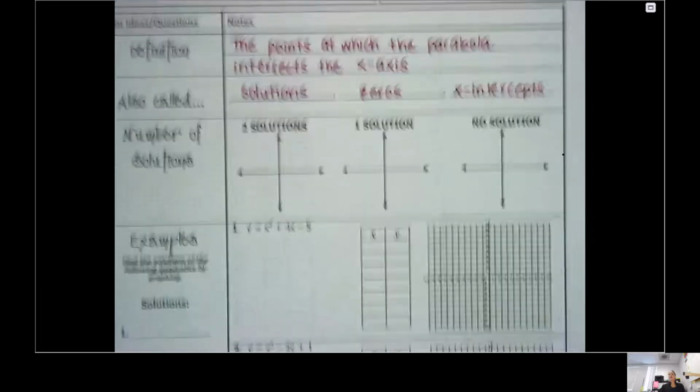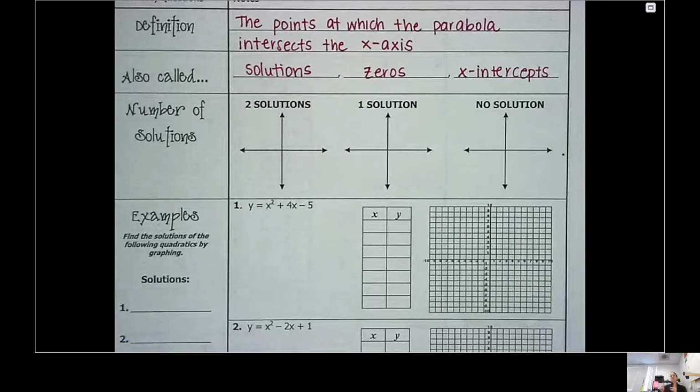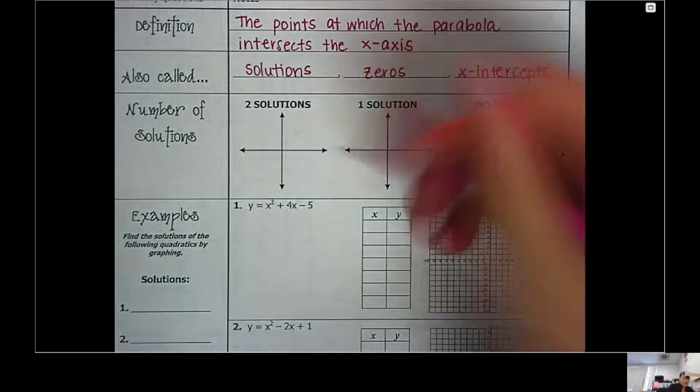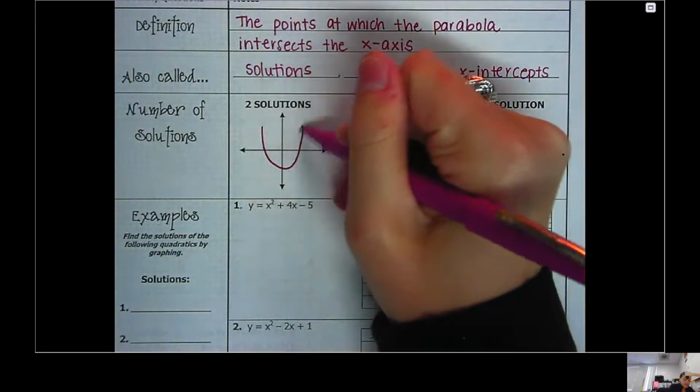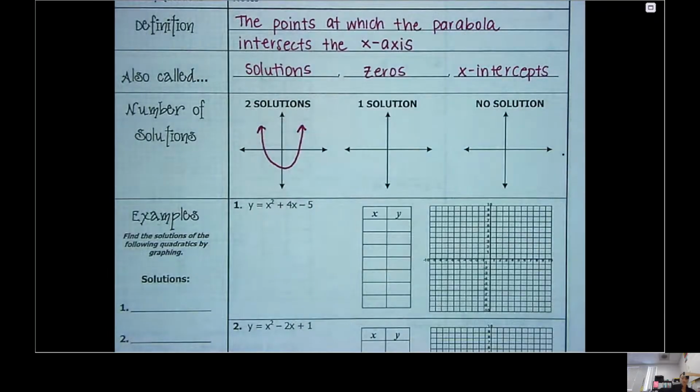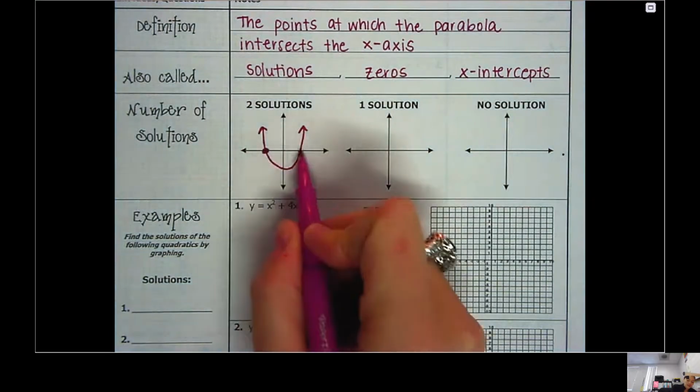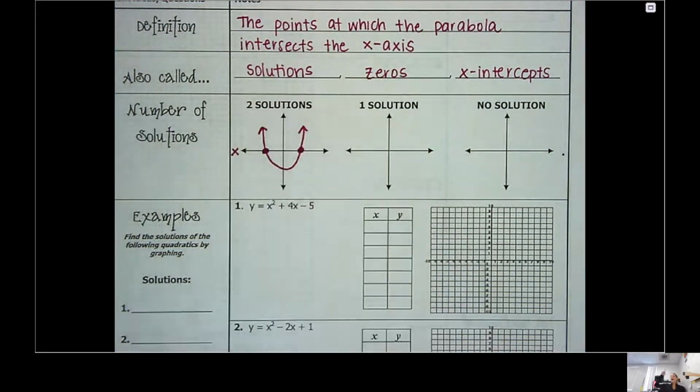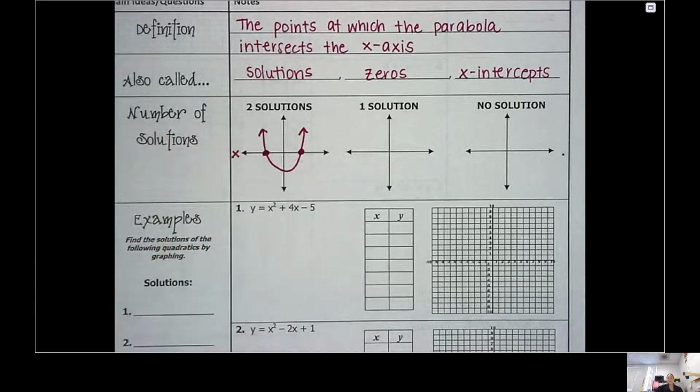So there are 3 different types of solutions that you can have. You can either have 2 solutions, 1 solution, or no solution. If you have 2 solutions, that means your graph crosses the x-axis twice. So it could look something like this. And the solutions would be the 2 points where it crosses. This is my x-axis right here. It could be a happy face graph or it could be a sad graph. It doesn't matter. But if it crosses twice, it's got 2 solutions, and these 2 numbers are your answers.